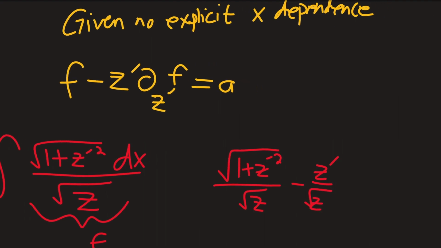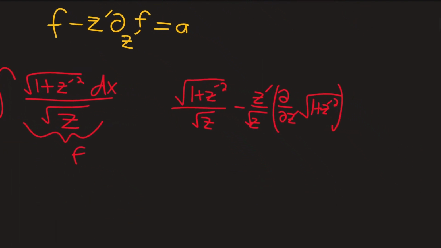So we have that, and then we just have to differentiate the square root of 1 plus z prime squared with respect to z prime. And this right here is just equal to some constant a. We don't really care what a is. Anyway, we just got to do this derivative right here, which isn't too bad. This is just z prime over the square root of 1 plus z prime squared. Just don't forget your chain rule there.